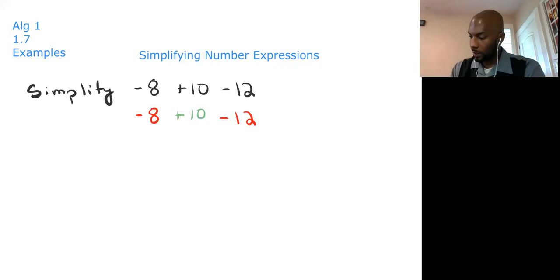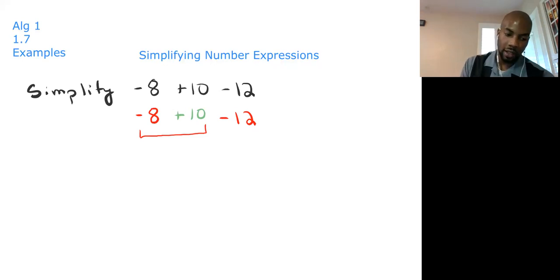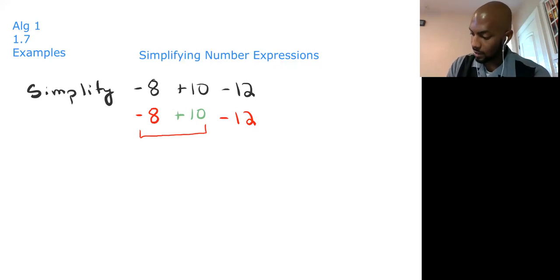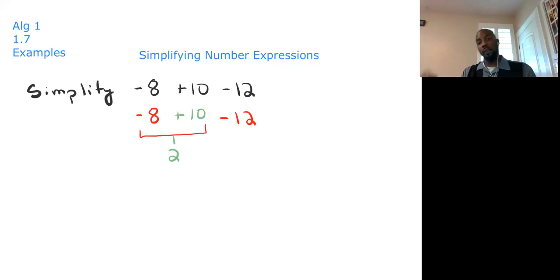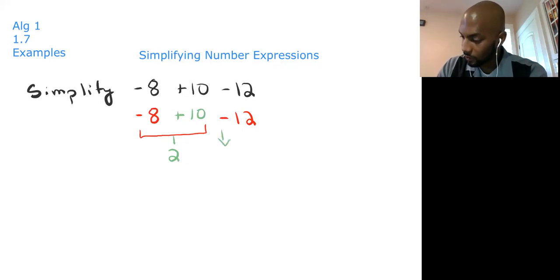All right, so let's start at the beginning, from left to right. I start at negative 8. I owe somebody $8, or I've gone to the left 8. And now I need to go to the right 10, or I need to add $10 to that. So I owed somebody $8, and then I paid them 10. Negative 8 plus 10 is positive $2. Now they owe me. So I have extra money. And then I drop my sign.